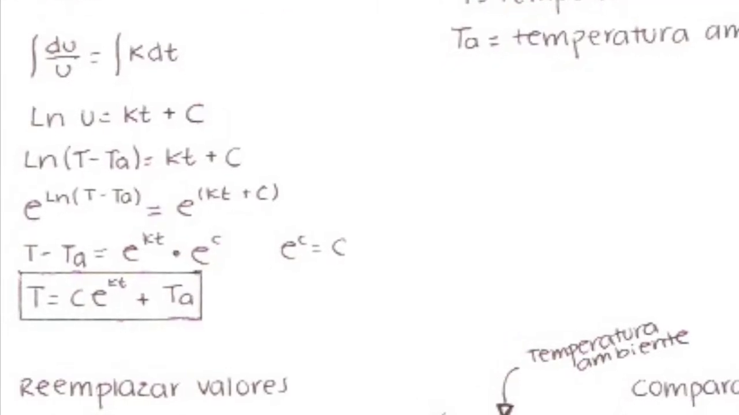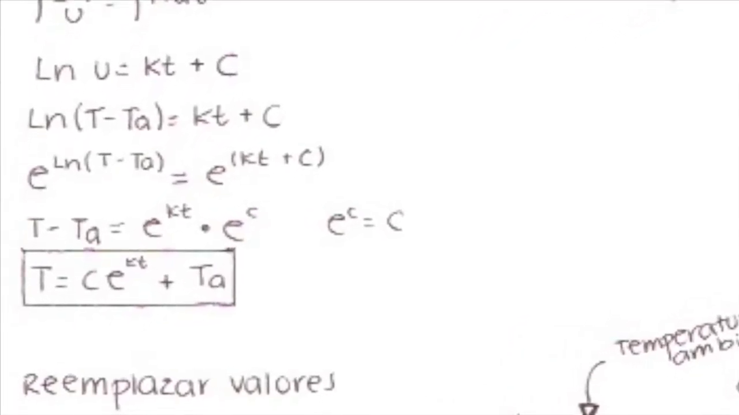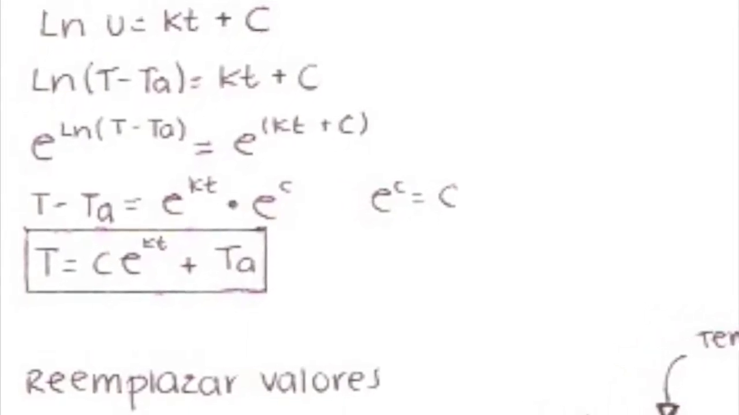Then we replace u with T minus Ta, and apply an exponential to both sides to cancel the natural logarithm. Finally, we separate the exponential.